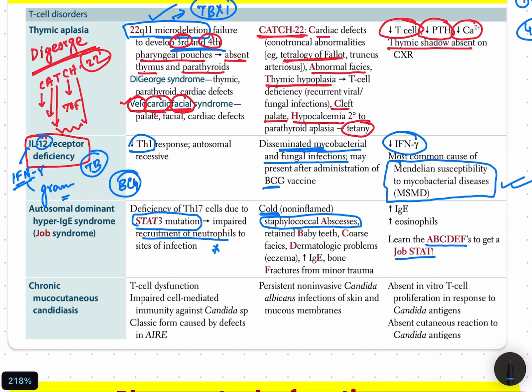Okay, cold abscesses, and this patient will have retained baby teeth, and there will be increased fractures because of trivial trauma also. The patient will have increased EEEE, that is IgE, and eosinophils, because the neutrophils cannot go, so eosinophils go, and that is causing this non-inflamed cold abscess. Typically they will say baby teeth and fractures due to trivial trauma. This is Job syndrome. You need a job, which is a stat, and for getting a job you need ABCDEF, that is cold abscess, baby teeth. Dermatologic problems will be associated, but what is important I marked.